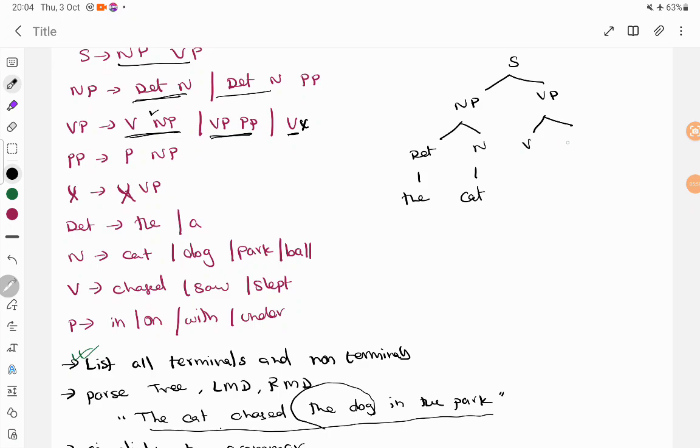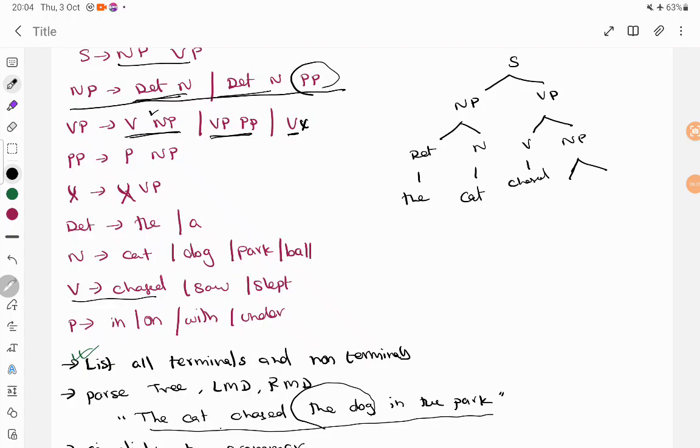So when I replace V and NP, this verb can be replaced with chased. And NP can be again replaced with, after this chased, the dog. So the is again the replacement for NP. We have to look at this production. For NP, either it is DET N or DET N PP. So here your DET is the, and N consists of a noun portion. The noun might be either cat or dog or park or ball. I wanted dog, so I can replace it.